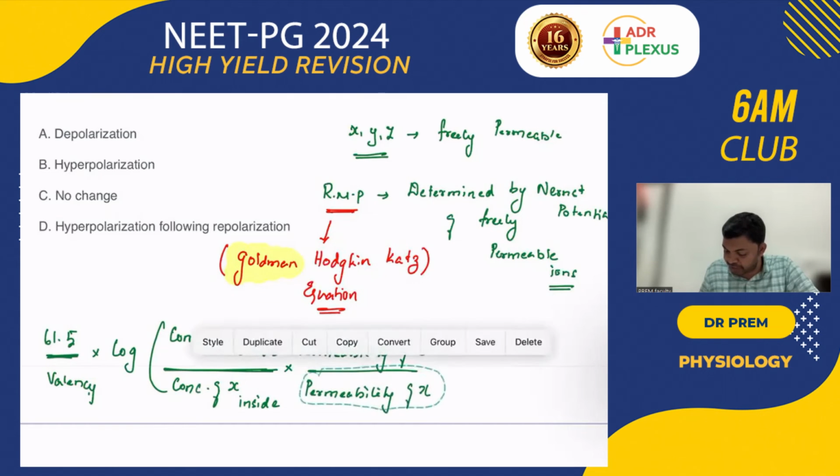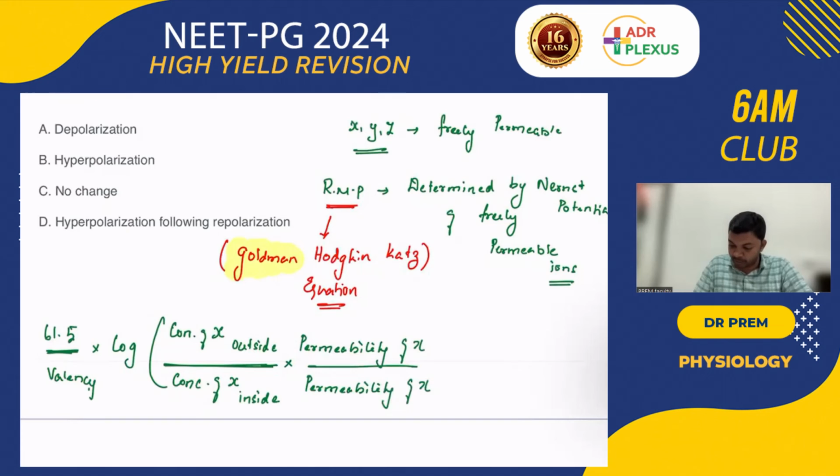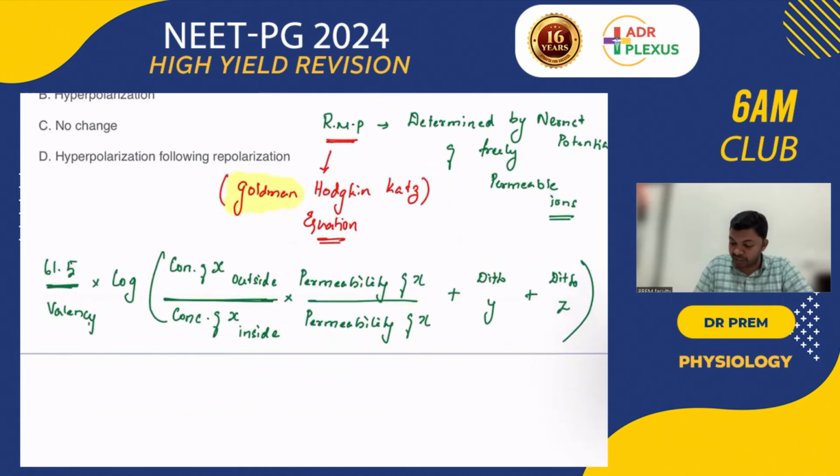Permeability of X. In a very similar manner, this is going to be concentration of Y, concentration of Z, everything, guys. So it's going to be the very same parameter for Y, so let me just write it as ditto for Y, and the very same ditto for Z as well. Now they have given the values.